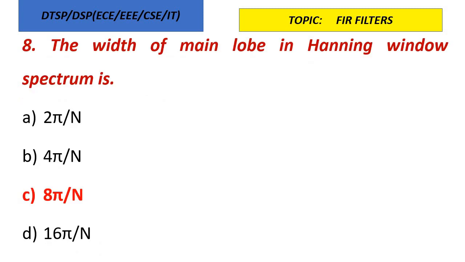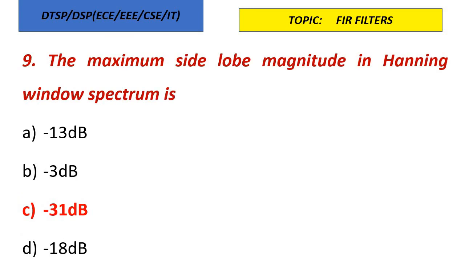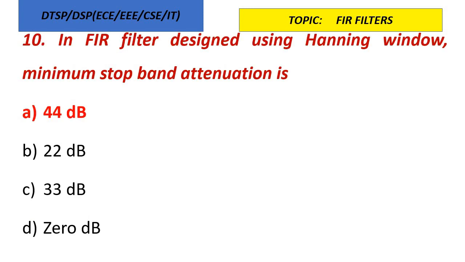And the next question, the width of the main lobe in Hanning window spectrum. For rectangular window, it is 4 pi by N, and for Hanning window, it is 8 pi by N. The maximum side lobe magnitude in Hanning window spectrum is asked here. For rectangular window, it is minus 13 dB, and for Hanning window it is minus 31 dB. Next, in FIR filter designed using Hanning window, minimum stop band attenuation is asked here. So option A is the correct answer, 44 dB. For rectangular window it is 22 dB and for Hanning it is double.